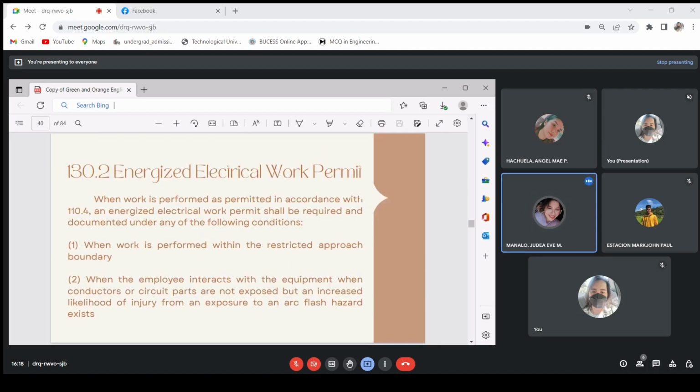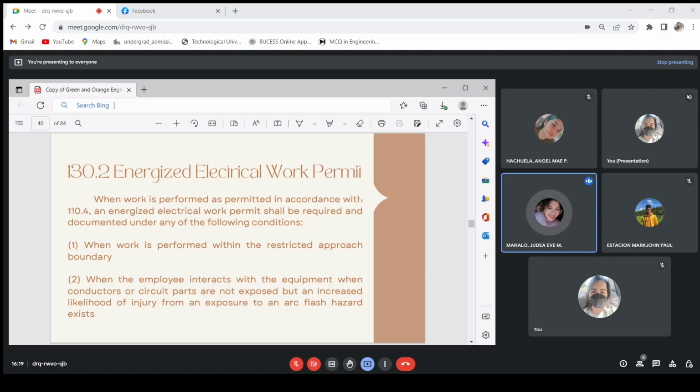Next slide. So in Article 130.2, this is contained: when work is performed as permitted in accordance with 110.4, an energized electrical work permit shall be required and documented under any of the following conditions.